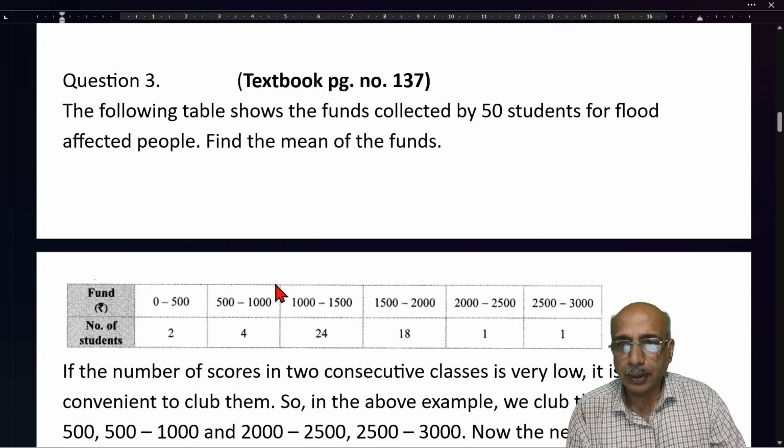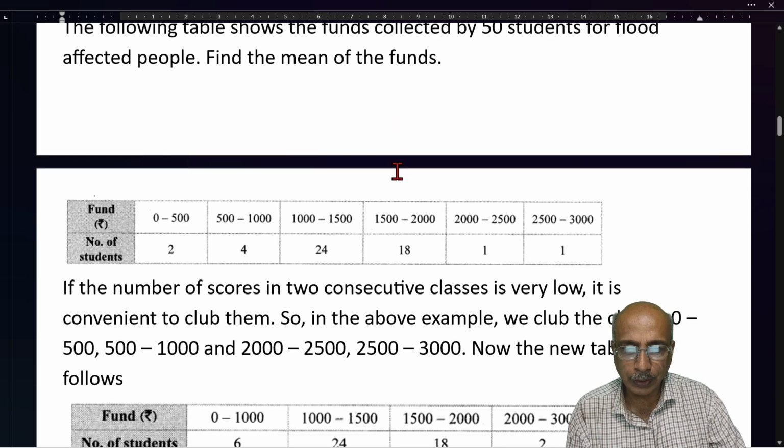Question number 3, textbook page number 137. The following table shows the funds collected by 50 students for flood affected people. Find the mean of the funds.